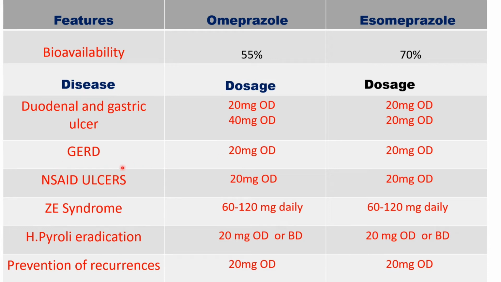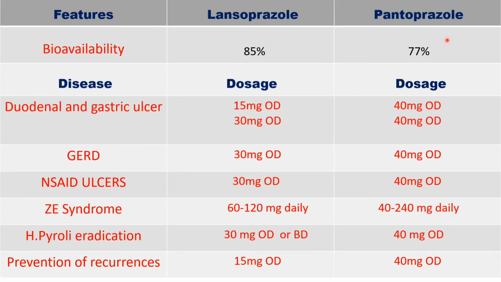For GERD, for both cases, the dose is 20 mg OD. For NSAID ulcers, the dose is 20 mg OD and 20 mg OD. For Zollinger-Ellison syndrome, in both cases, the dose is between 60 to 120 mg daily. In case of H. pylori eradication, the dose is 20 mg OD or BD for both cases. For prevention of recurrences, 20 mg OD is preferred. This therapy is given for 6 to 8 weeks in order to get the complete effect.